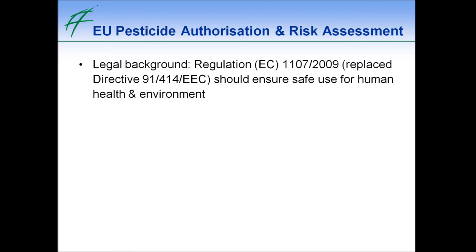The most important regulation is the Regulation 1107/2009, which replaced the Directive 91/414. The aim of the regulation is to ensure a safe use of pesticides and to prevent harmful effects on human health and the environment. All pesticides have to be evaluated before they are authorized for agricultural use in the European Union.